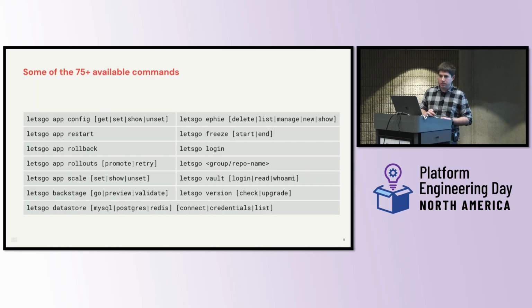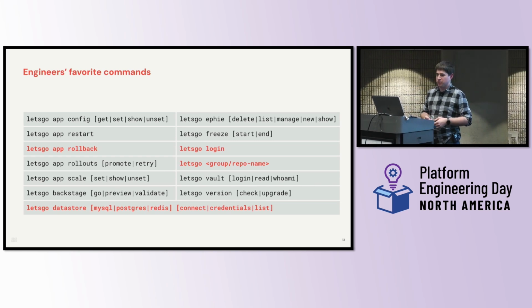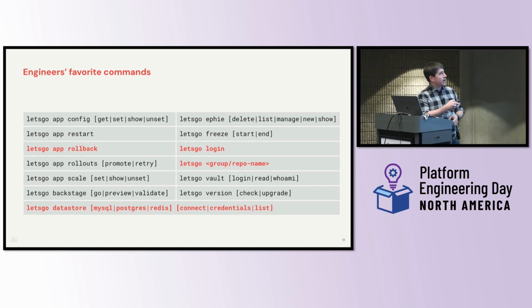So let me show you some of the subcommands that are available. Like I mentioned, we have over 75. There's no way I can showcase even a third of them. But here's a random sampling of different things it can do. I want to focus on 4 that our engineers really, really enjoy. The first one being Letsgo app rollback.